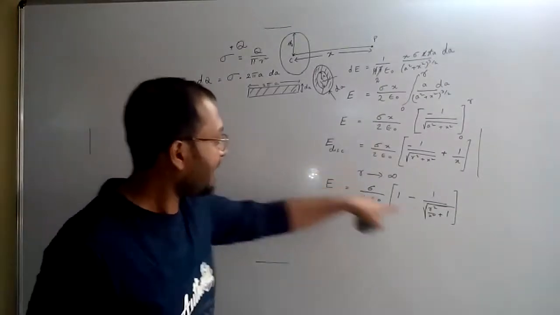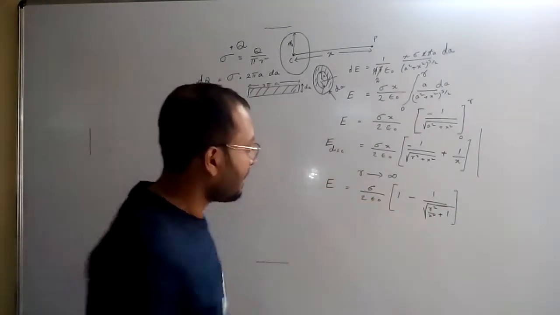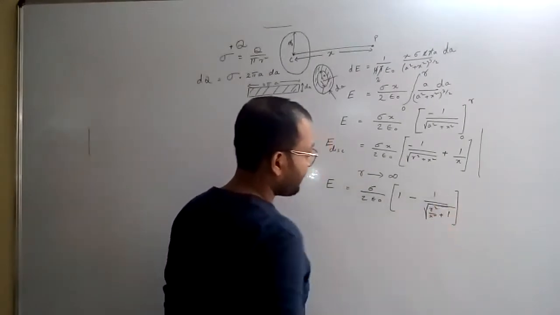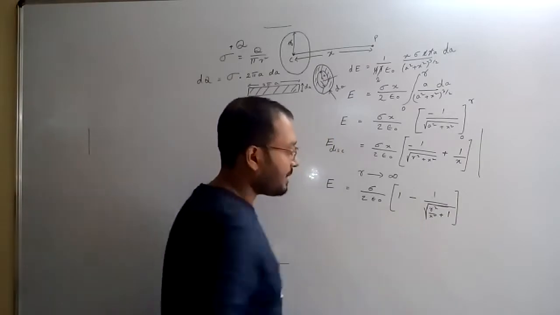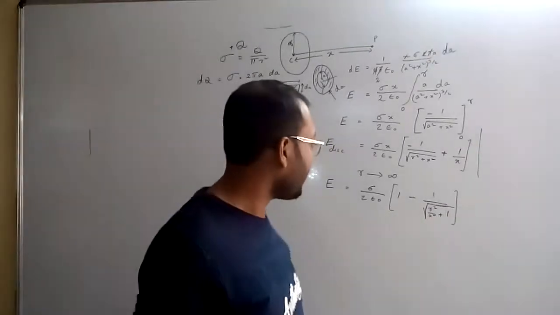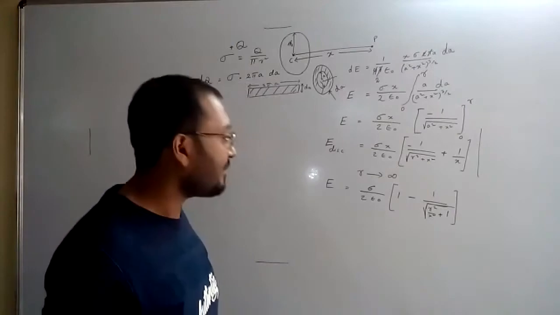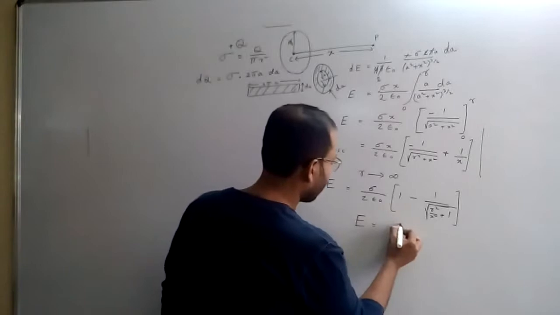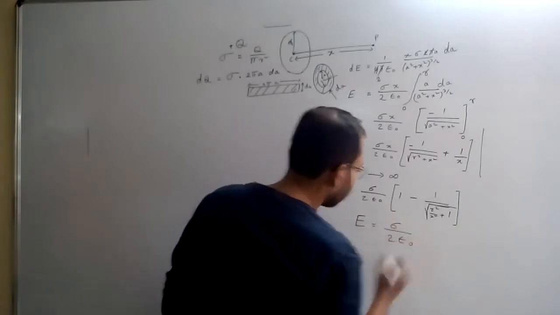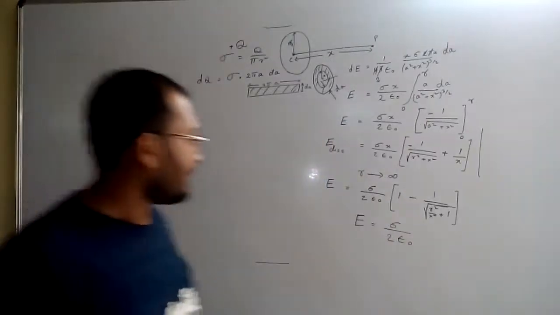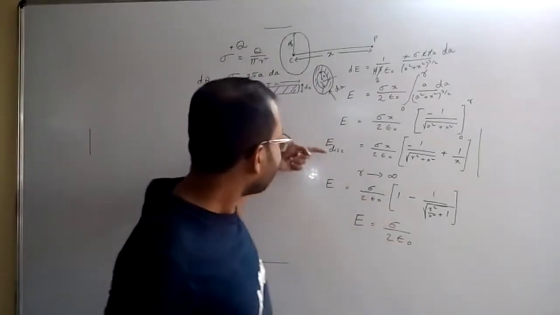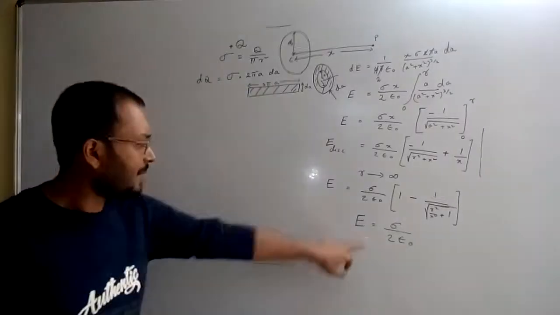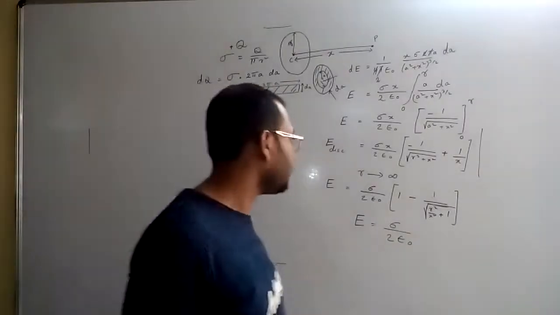Now if r is infinite, this expression becomes 0. This is simply 1 over infinity. Infinity squared over x squared is simply infinity. Infinity plus 1 is infinity. So in whichever way you look at it, this thing becomes 0, and the electric field due to an infinitely large surface is simply sigma divided by 2 epsilon 0. This is one way to check that this formula that I had arrived at by integrating was correct, because this matches with the result that we get from Gauss's law.